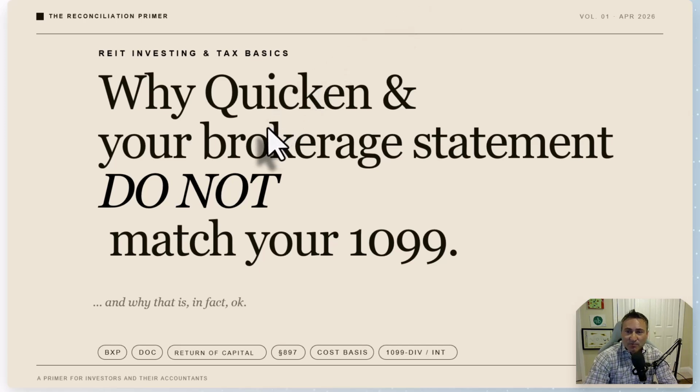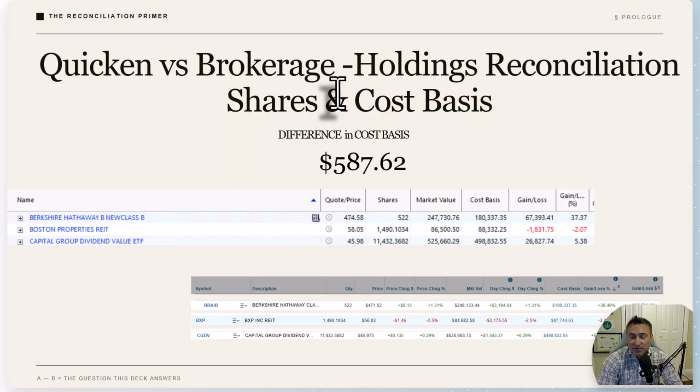So this is the problem: your Quicken and your brokerage statements do not match your 1099, but why it can be okay. This is how we discovered this issue and went down the rabbit hole. We were comparing our Quicken to our brokerage holdings, and specifically we were looking to compare the cost basis to make sure our gains and losses and return on investments are accurately captured. This is for a generic client file, and we had Berkshire Hathaway, Boston Properties, and Capital Group, which is a value ETF.